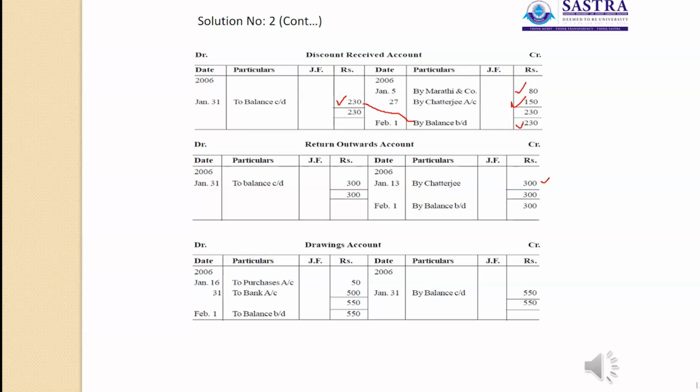Then return outwards account. Return outwards account by Chatterjee account rupees 300. Then balancing figure rupees 300. Then this amount is transferred to the next month of February, rupees 300.